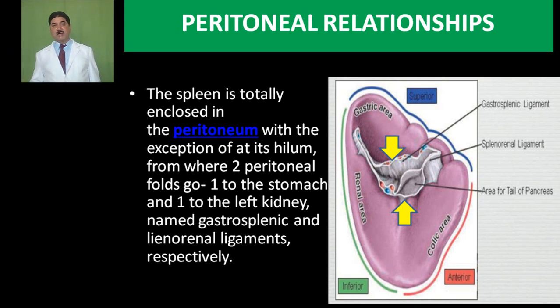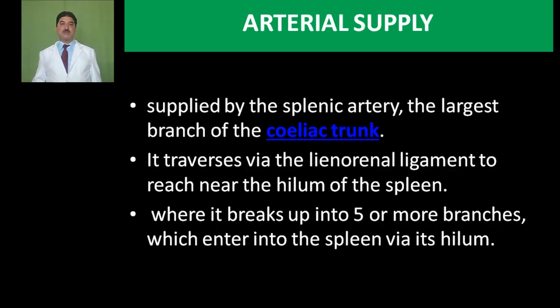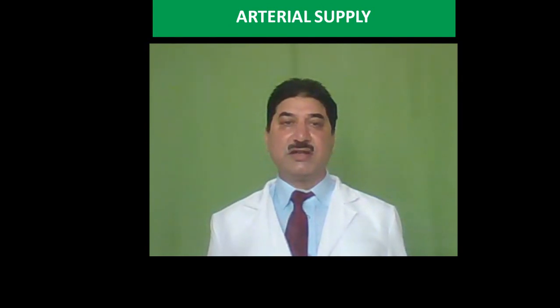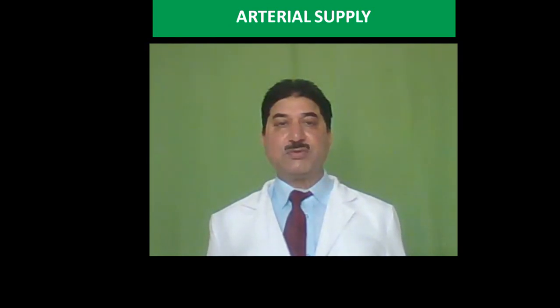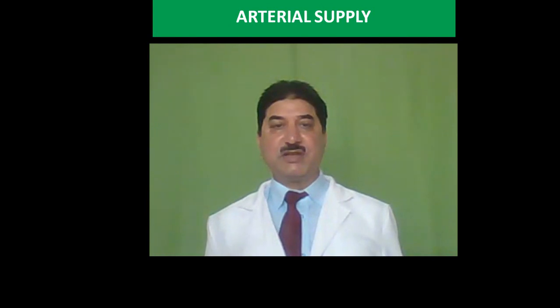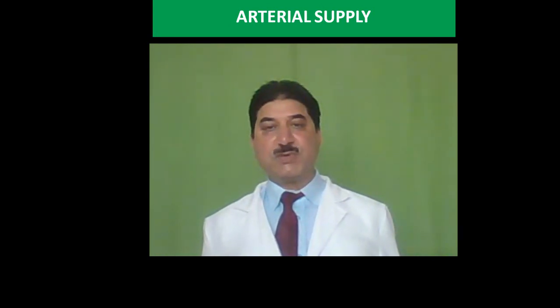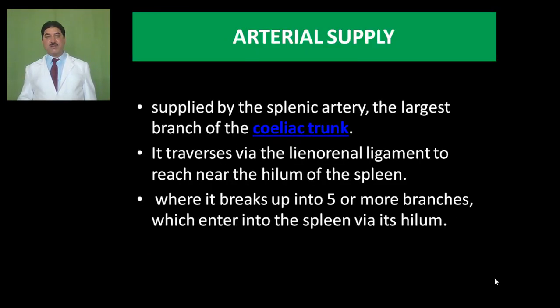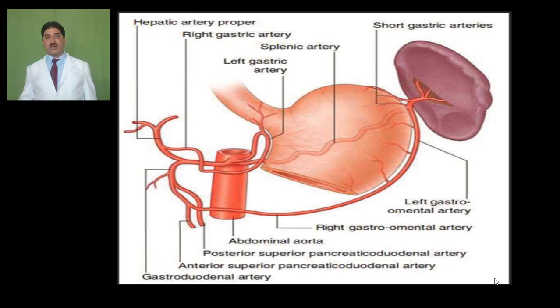The spleen is supplied by the splenic artery. The splenic artery is the largest branch of the celiac trunk. It is known for its tortuosity, like other tortuous arteries in the body, the facial artery and the uterine artery. It traverses via the lienorenal ligament to reach near the hilum of the spleen, where it breaks up into 5 or more branches which enter the spleen via the hilum. As shown in this diagram, the splenic artery originates from the celiac trunk. It reaches the hilum of the spleen and divides into many branches which supply the spleen.